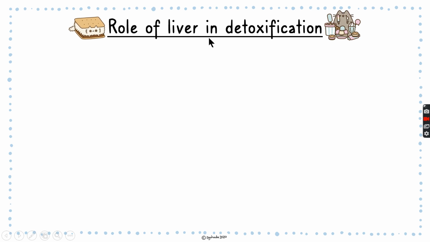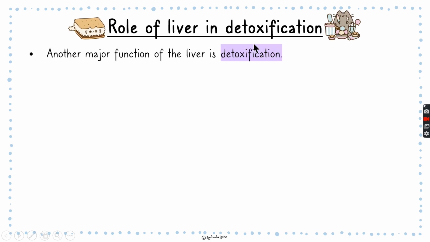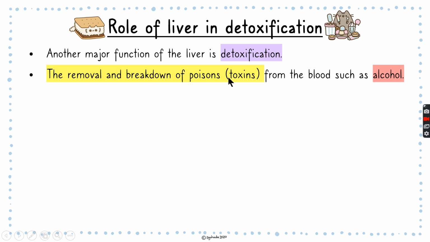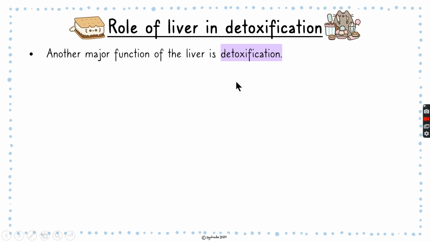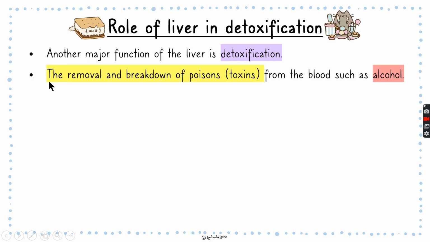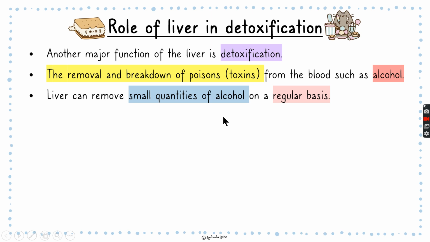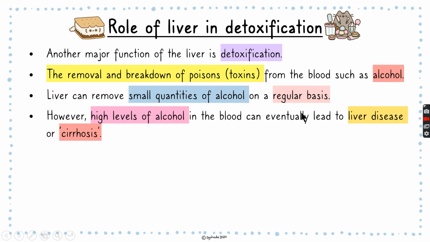The liver also has another important role in your body, which is called detoxification. Whenever people talk about detox tea and detox food, actually your liver does all the detoxing for you. Detoxification means to remove and break down any poison or toxins from the blood. One poison is alcohol, because it is not good for your body. The liver can remove small quantities of alcohol on a regular basis. But if there is a high level of alcohol in the blood, this can eventually lead to a disease called cirrhosis.